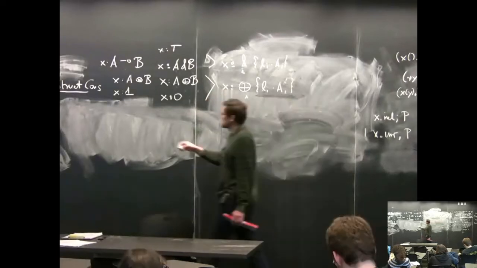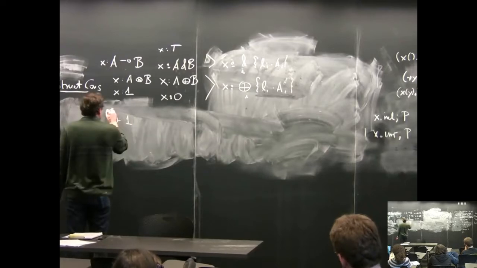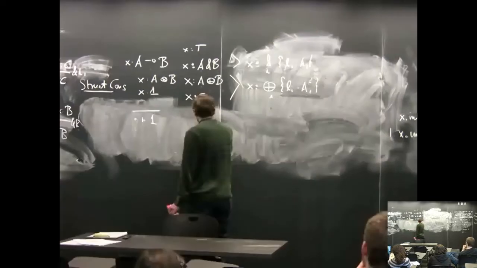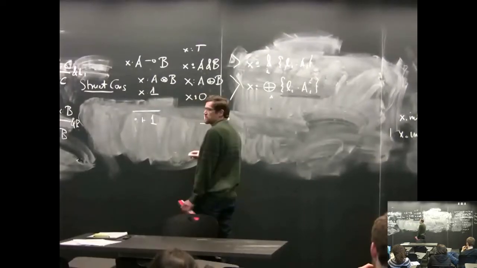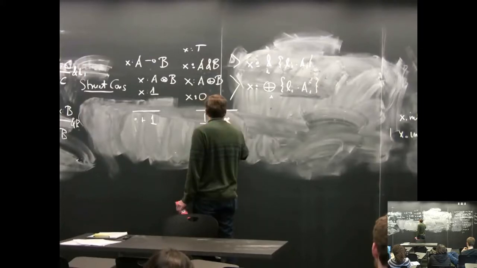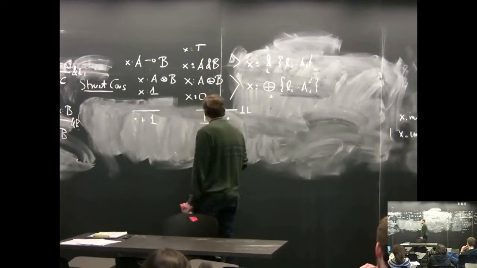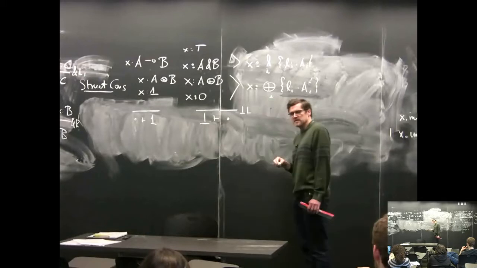So the point is that 1 looks like this. So with no resources, I can prove 1. So if I dualize it, if I get bottom, the right-hand side would have to be empty. That would be the bottom left rule. And then what would be the bottom right rule? Any guesses?